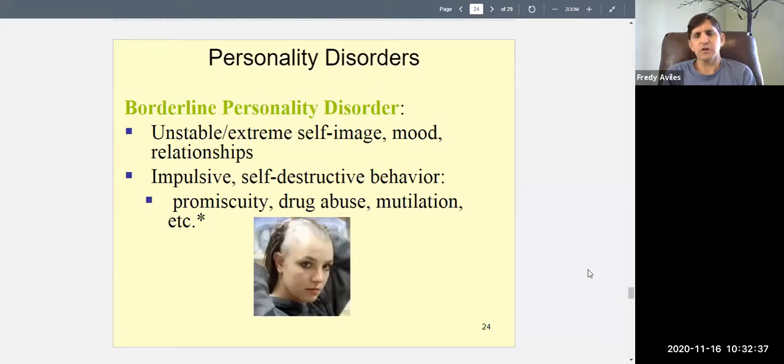But the self-destructive behavior, right? Sleeping with people you just met, the drug use, this wild, extreme, crazy behavior, self-destructive behavior, and the unstable image and mood, that's borderline personality disorder. And I have met people like this, right?